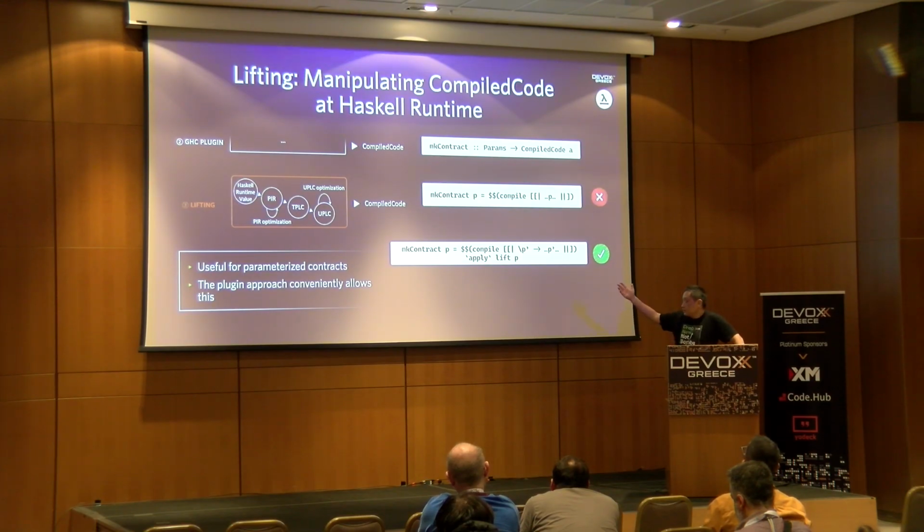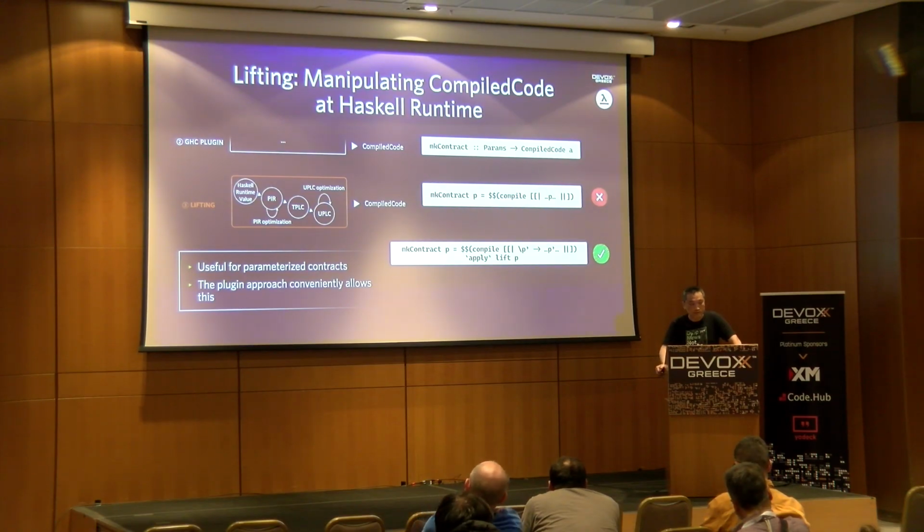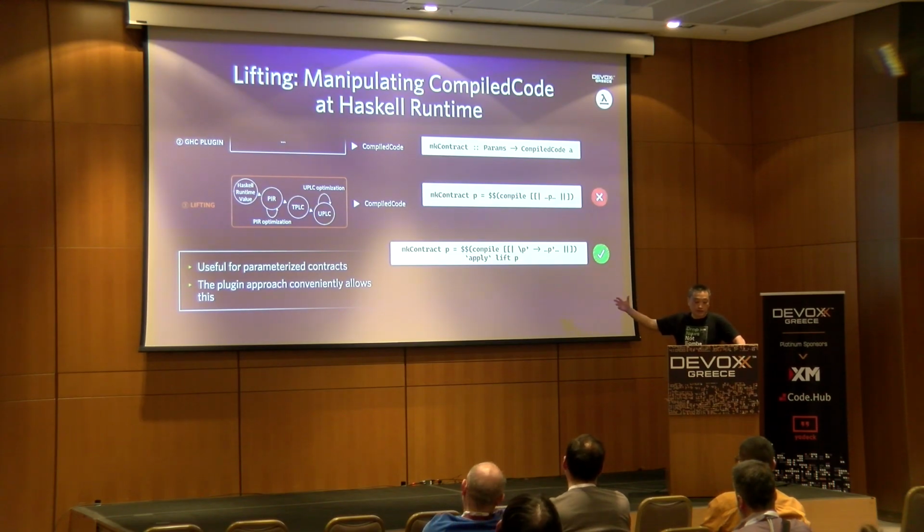So what you can do instead is this: you bind p as p prime in your compiled code. So you compile it as a lambda. And then once you know p at runtime, you lift p into compiled code. Basically, you serialize. What lift does is essentially serializing this runtime value into the AST, and then you apply it to your program. And this apply and lift are all regular Haskell functions that run at Haskell runtime. So doing this requires mixing Plinth code, which is the thing inside compile, with Haskell code, which is the thing outside compile, and the plugin approach conveniently allows this.